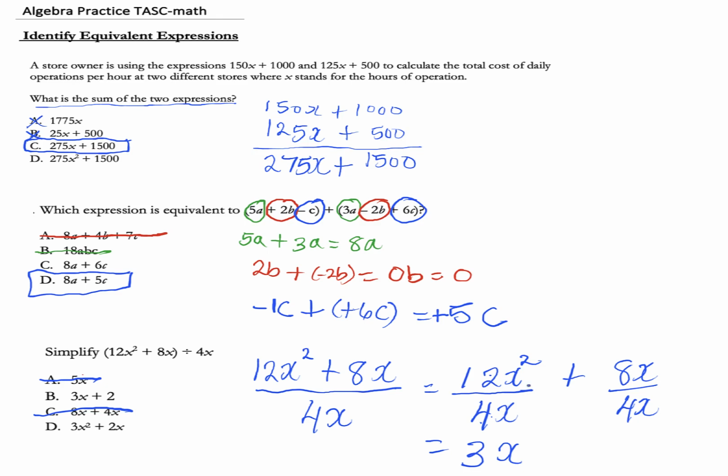And remember, when the bases match and you're dividing, you keep the base and you subtract the exponents. So this is 2 take away 1 is 1. So this will be x to the first power. So this will be just 3x. So D says 3x squared. This just says 3x. So your answer is B.